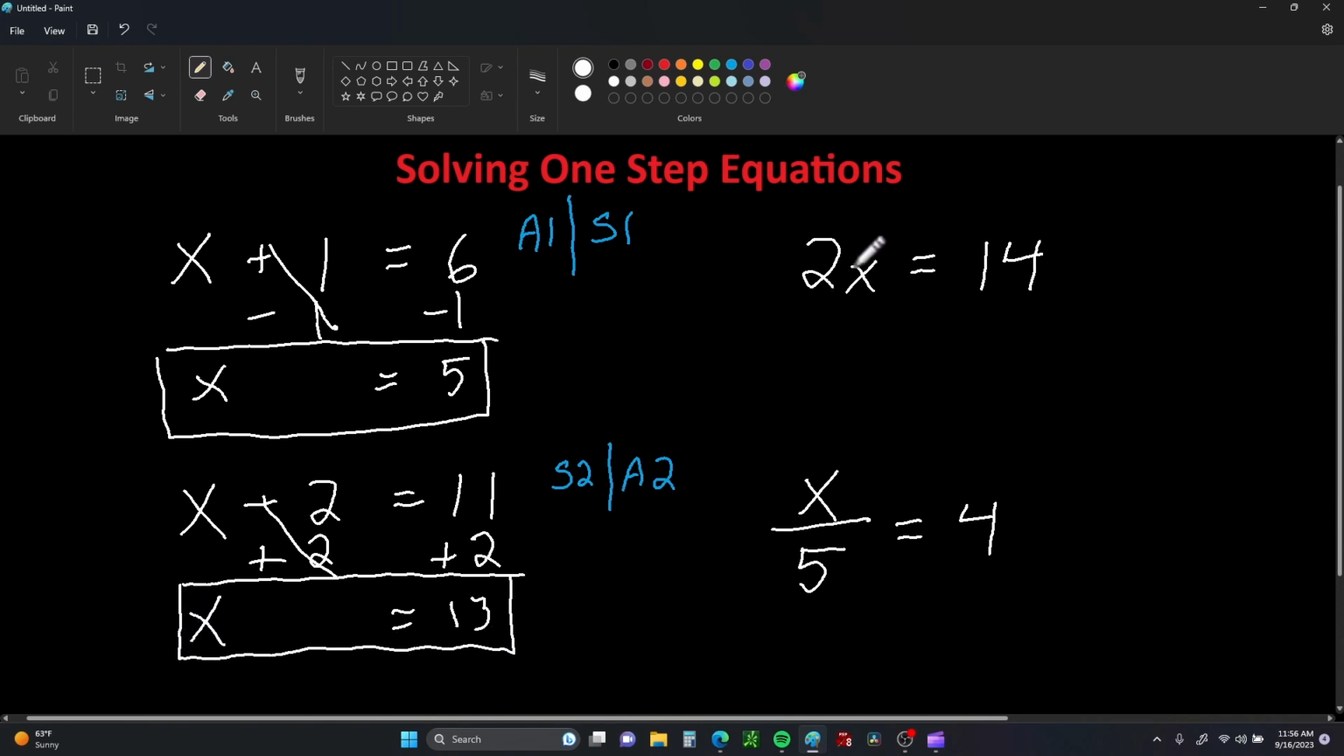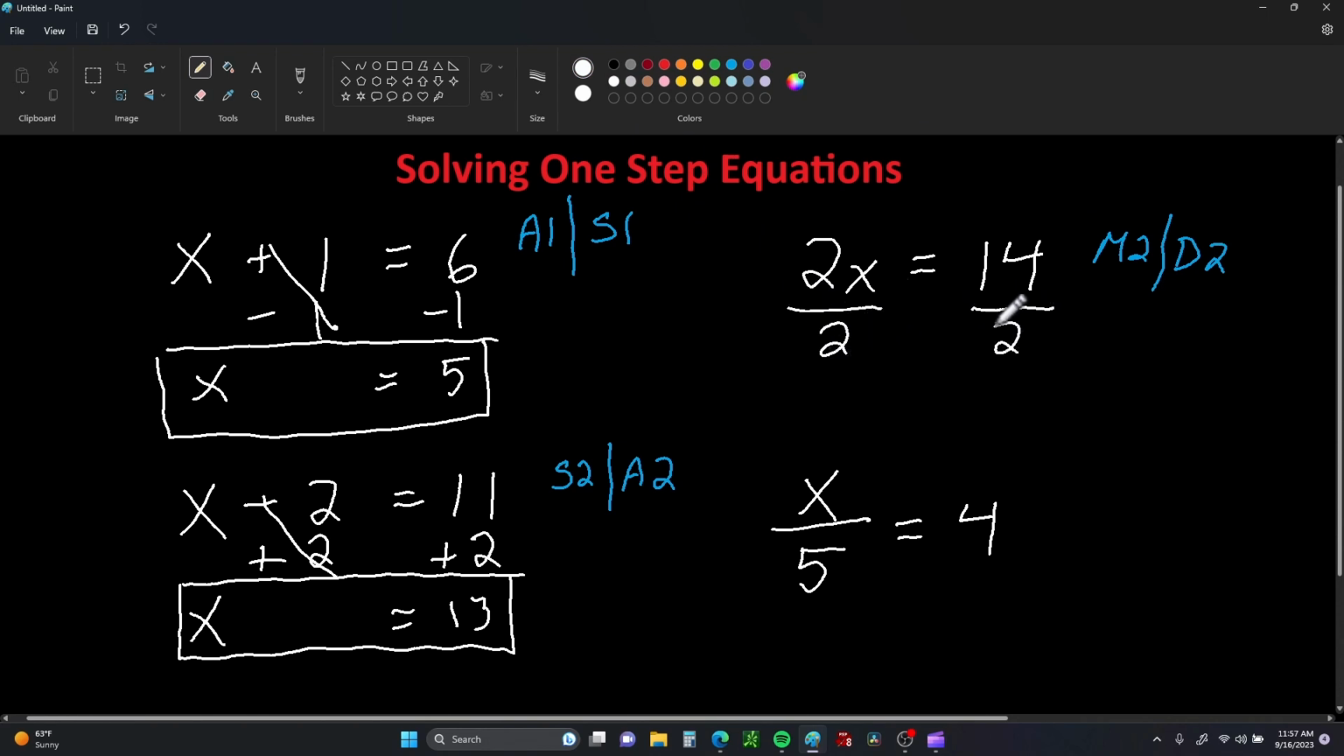Over here, when I ask what's being done to x, when a number is next to a letter, this is a coefficient next to a variable. We're multiplying, so this is being multiplied by 2. So in order to solve it, I'm going to divide both sides by 2. So I divide this side by 2, and I divide this side by 2.